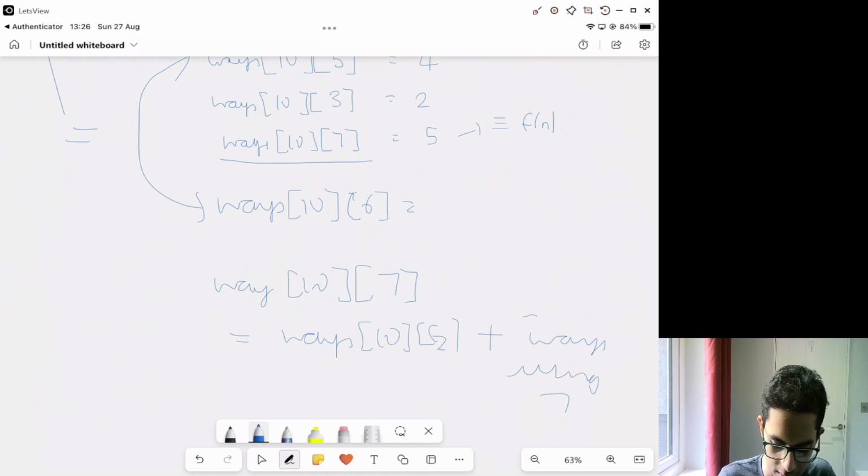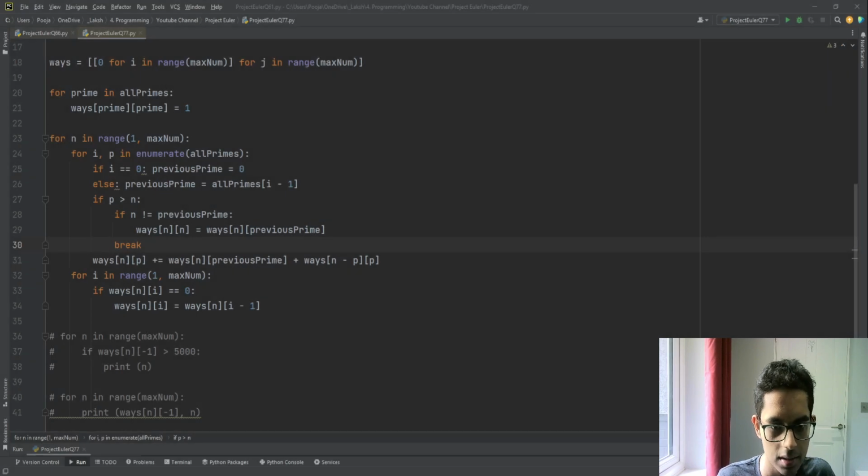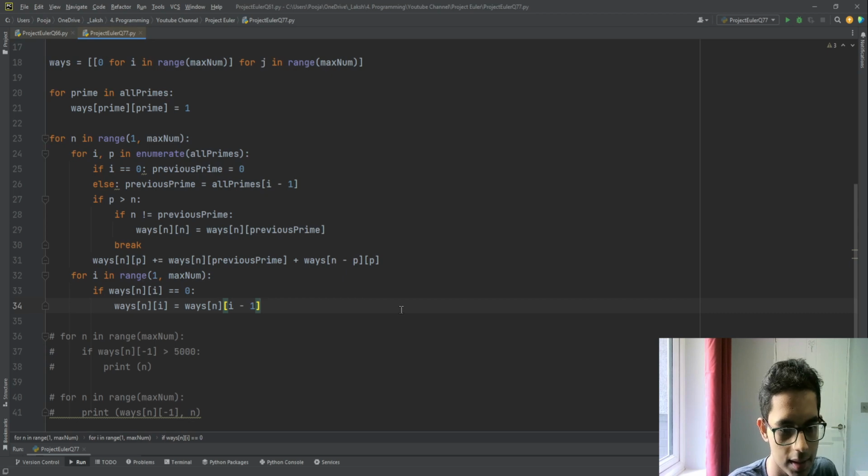And this very intuitive idea is just what I've written inside the code on this line. So that's what we have over here. And what we have over here is just the number of ways in which we can get to the previous prime. So we're just generating whatever the previous prime is.